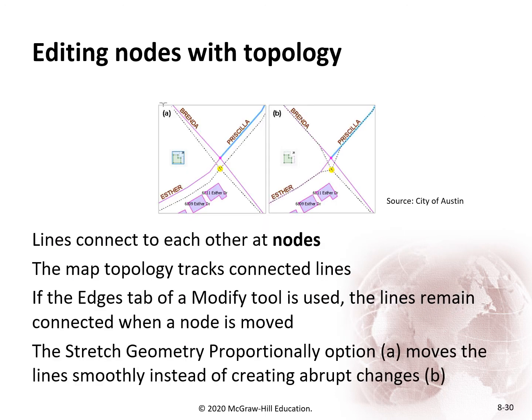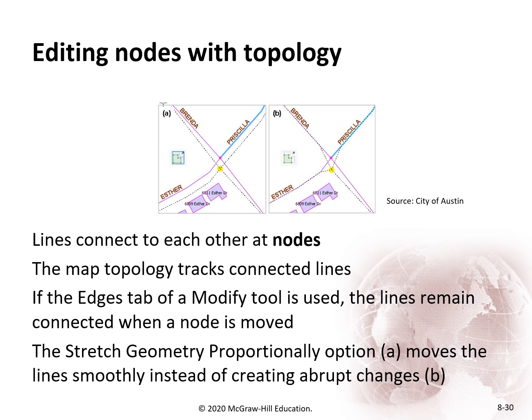Editing nodes with topology. Lines connect to each other at nodes. So you got one line crosses another line, where they cross, it's a node. Map topology tracks connected lines. If the edge tab of a modified tool is used, the line remains connected when the node is moved. In other words, you got an intersection, it's a node, you pull it down to where it's supposed to be, and guess what it does? Drags it right down, lines it right up.